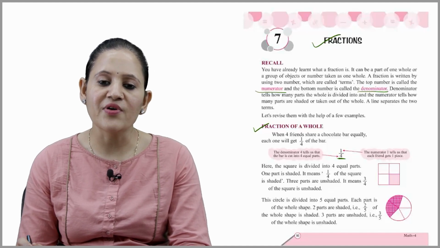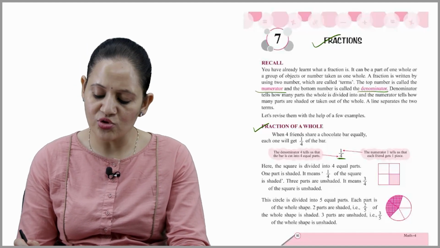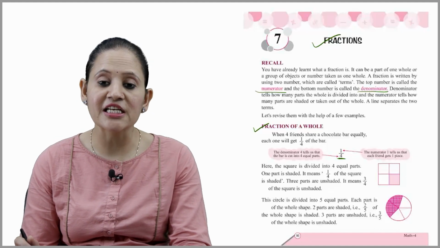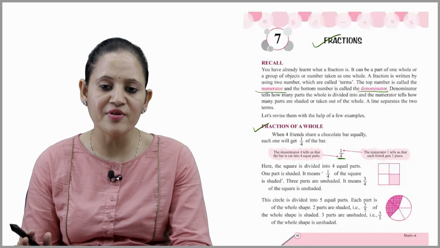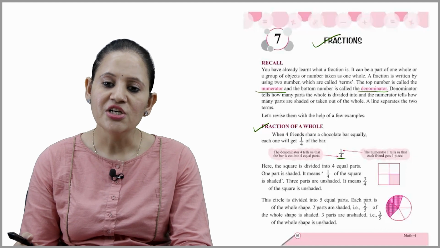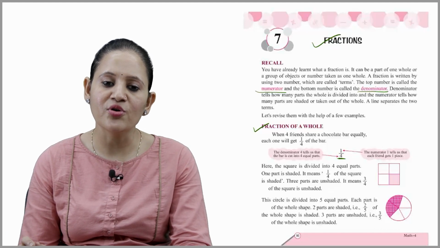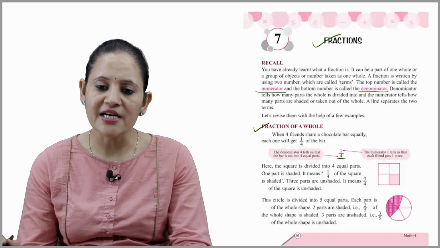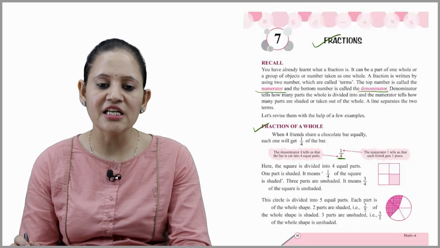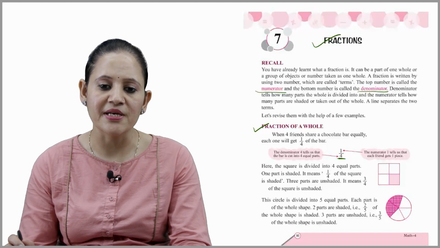The circle is divided into 5 equal parts, each part of the whole shape. 2 parts are shaded, इसमें से 2 shaded हैं, so किसको represent करेंगे? Shaded part 2/5, because 5 equal parts हैं, out of that 2 are shaded, so it represents 2/5 of the whole shape shaded. 3 parts are unshaded, so वो किसको represent करेंगे? 3/5 of the whole shape is unshaded.